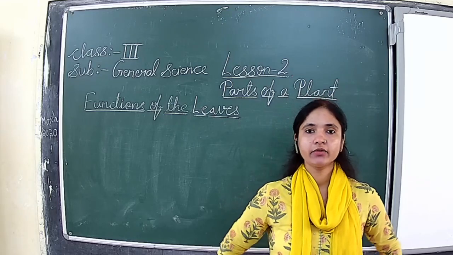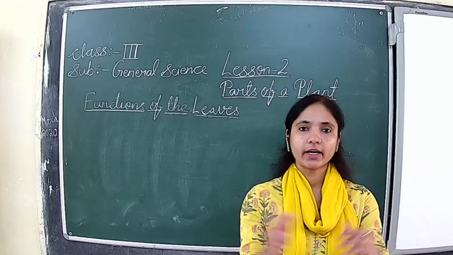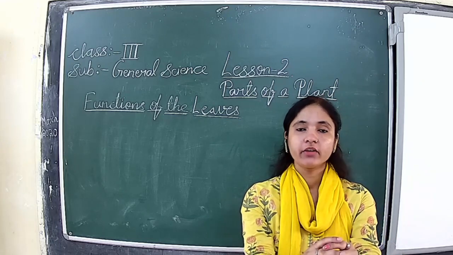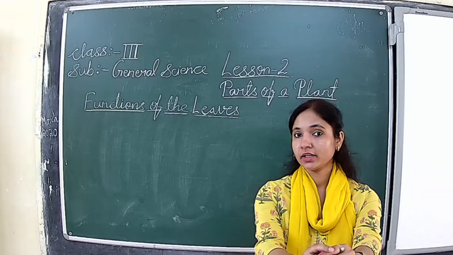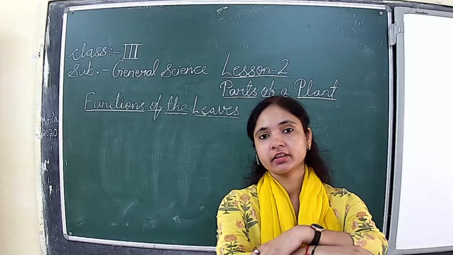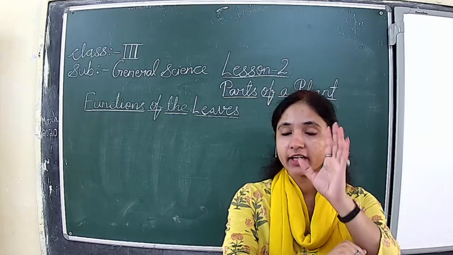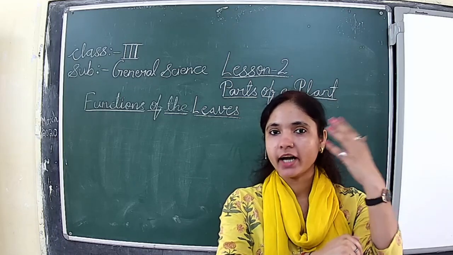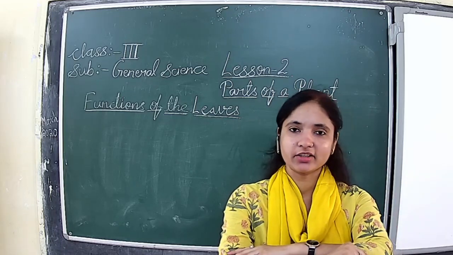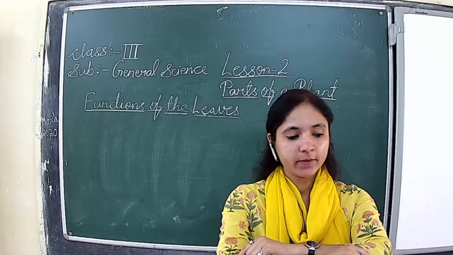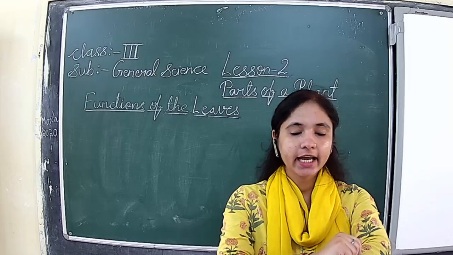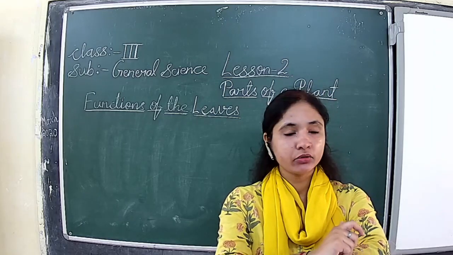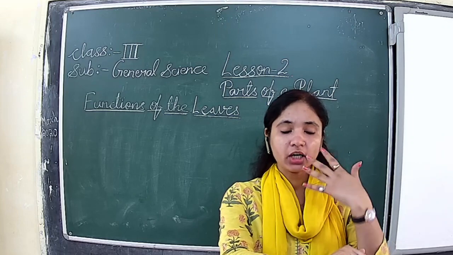Then it carries food from the leaf to all parts of the plant. Why from the leaf? Already we have discussed. Leaves are the food factory of the plant, where the food is manufactured or made. So it carries food from the leaves to all parts of the plant.